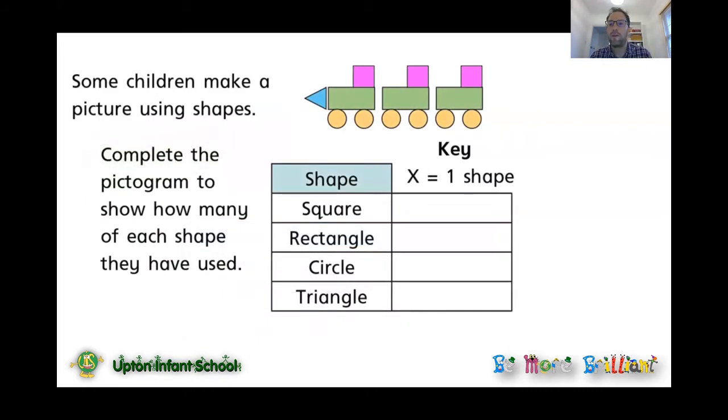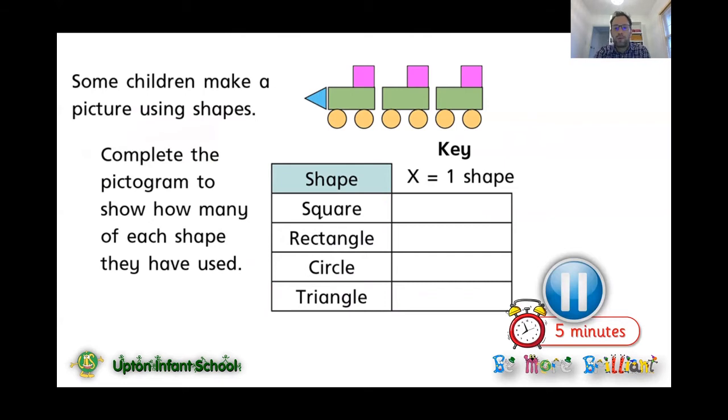Now, here's a question for you to have a go at. So you can pause the video in just a second, and this should take you about 5 minutes. And what you will need to do is to use your ruler to draw out a quick table. So you just need really to have 4 rows and 2 columns. And you need to write the words square, rectangle, circle, and triangle, because those are the shapes that have been used in this picture. And of course, you're going to spell them correctly because they're all on the screen there. And then you are going to use the same symbol as we used before, an X, to show how many of each shape there are. Okay, have a go at that. Pause the video and come back once you've done it.